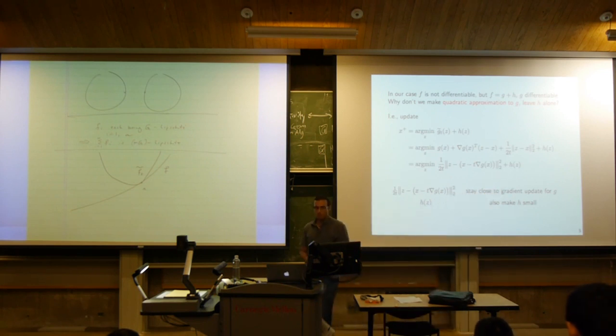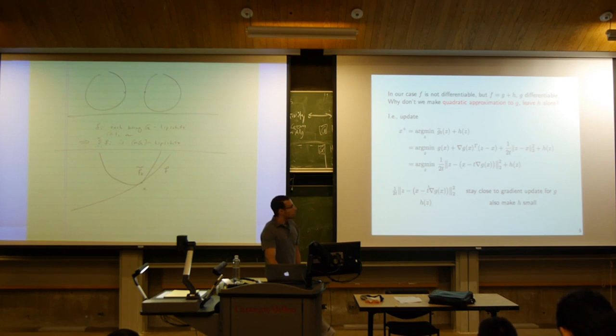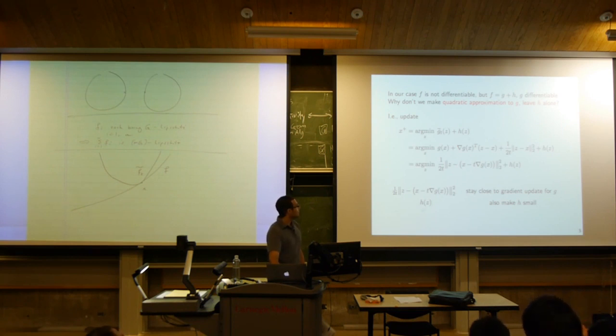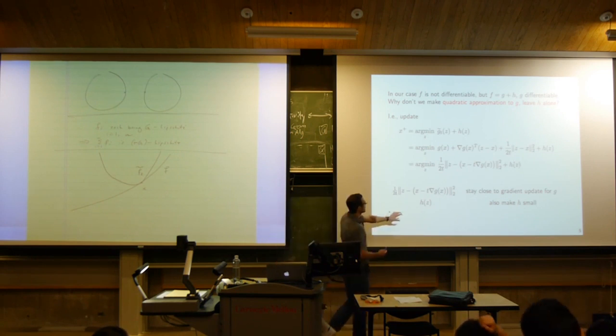So we can interpret these two terms as follows. We're trying to minimize the sum of these two terms. This one is trying to encourage us to stay close to what we would have gotten if we just took a gradient update with g alone, right? Because that's sensible if we're trying to minimize the sum of g plus h. And this one's also trying to make h small in the meantime. It's saying don't forget about h. And this parameter t controls the relative importance of these two terms.